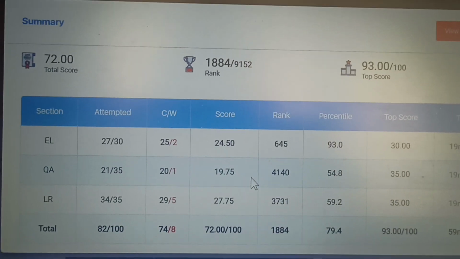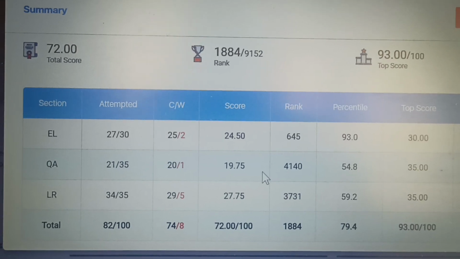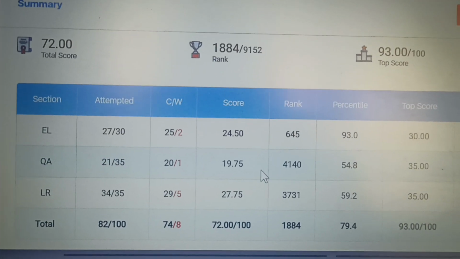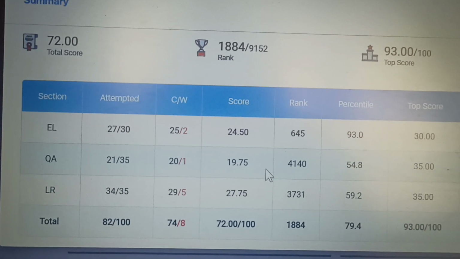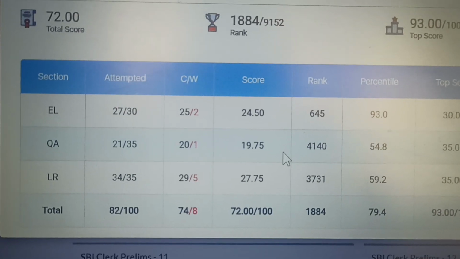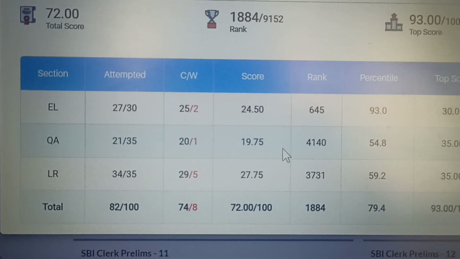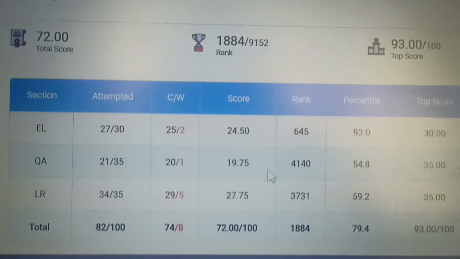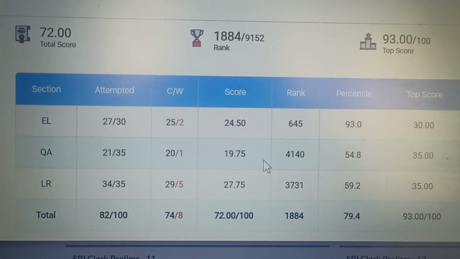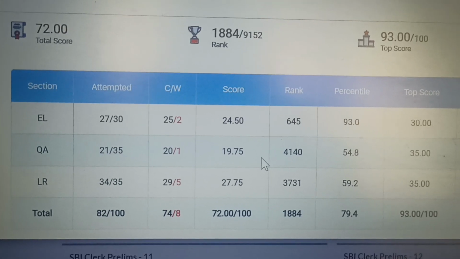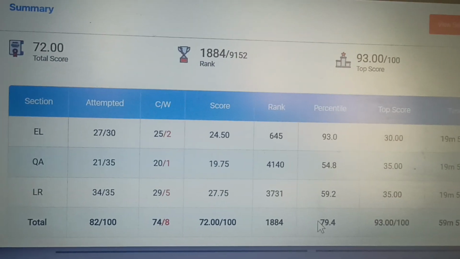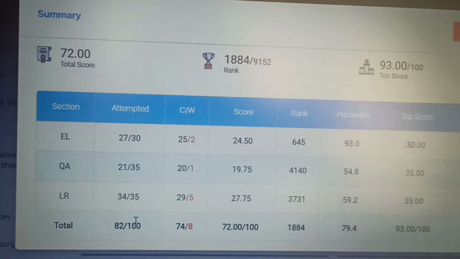And today I attempted the SBI Clerk prelims mock. In that I attempted 27 questions in English, 21 questions in quants and 34 questions in logical reasoning, and my scores are 24.5 in English, 19.75 in quants and 27.75 in reasoning. So the percentage is good in English, and in quants and reasoning I have to improve. My overall score is 79.4, where I attempted 82 questions.